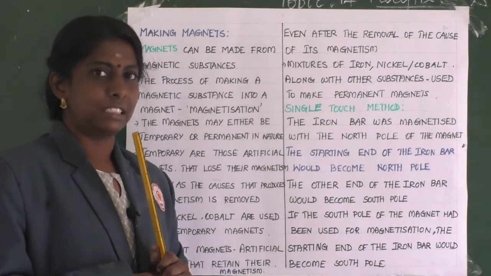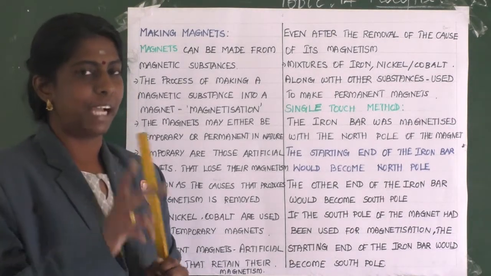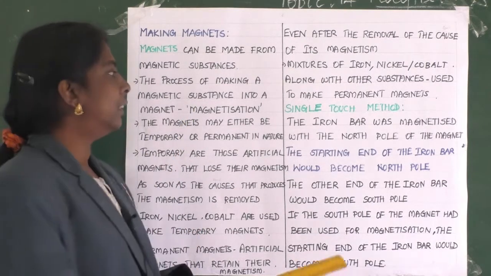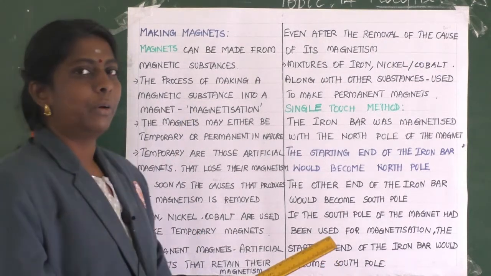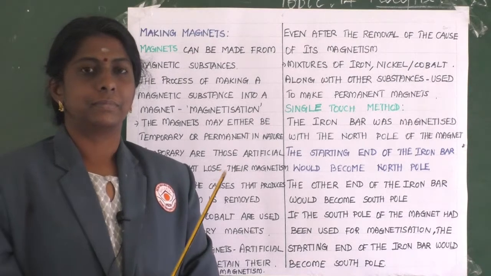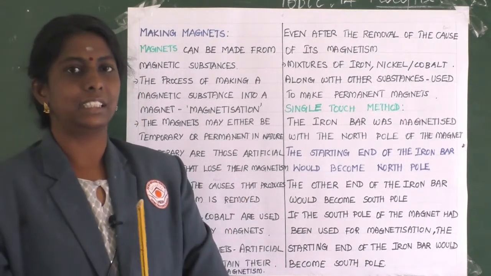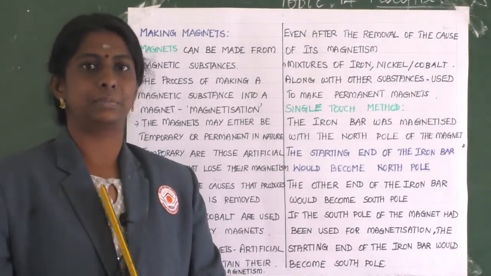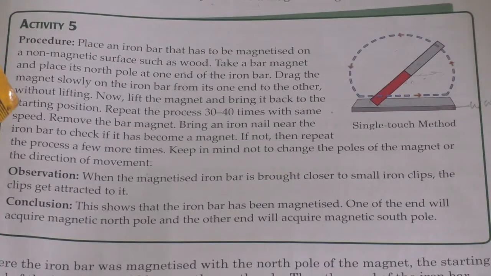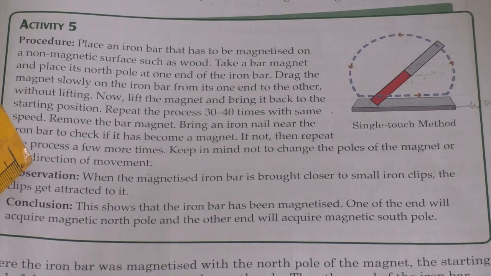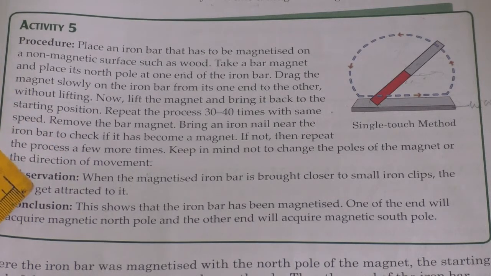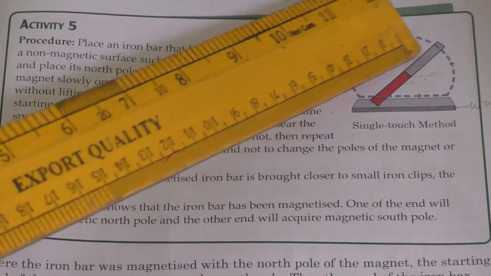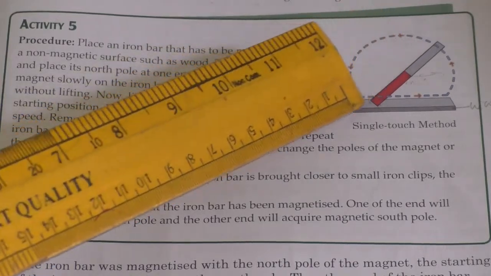So, children, as of now there are two different types of magnet, temporary and permanent. Clear? Then we are going to learn about the methods. There are two methods, the single touch method and the double touch method. Now let us learn about the single touch method. You can see a bar magnet which is kept here.